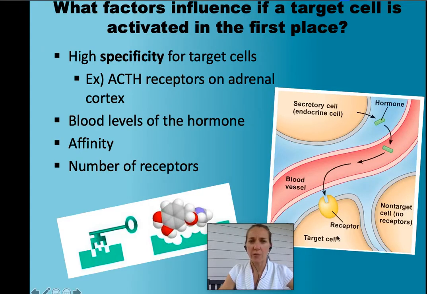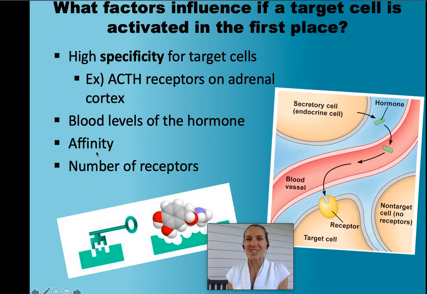Blood levels of the hormone will certainly influence the extent or the degree to which a target cell will respond to it. If you have more testosterone in the blood, cells are going to be more responsive to it. If you have more or less growth hormone in the blood, then you won't see as much of an effect from that growth hormone. The affinity is going to be a factor here.